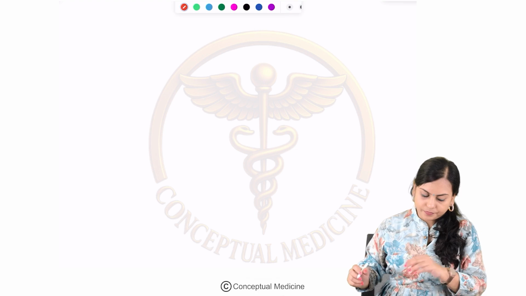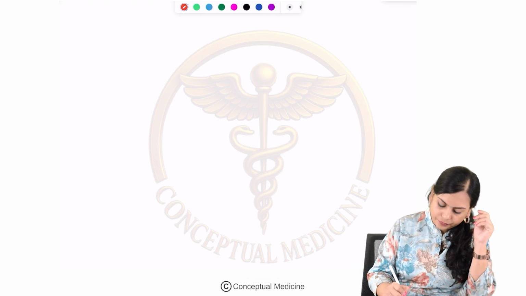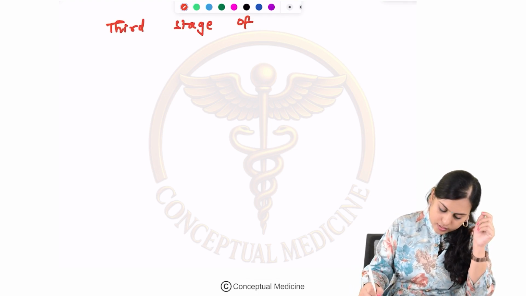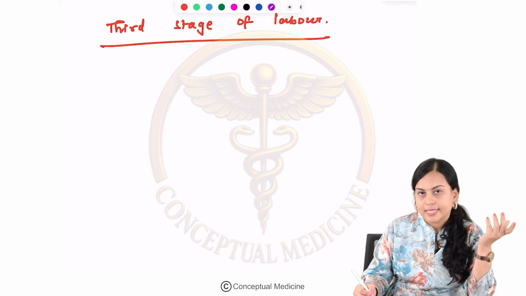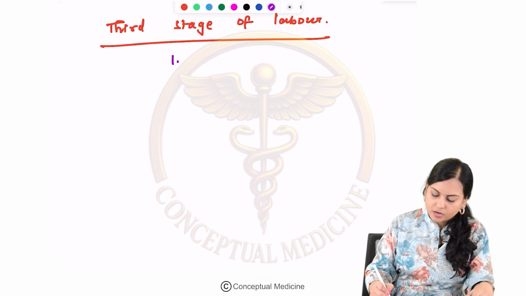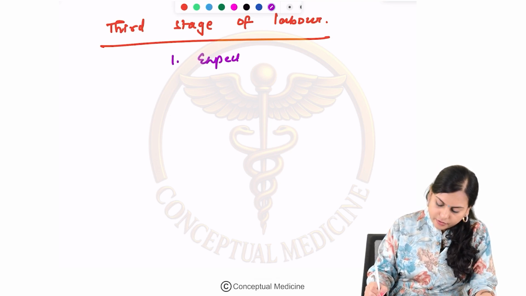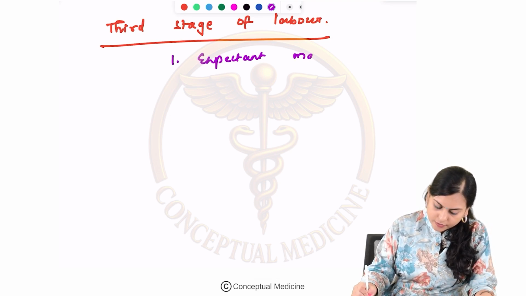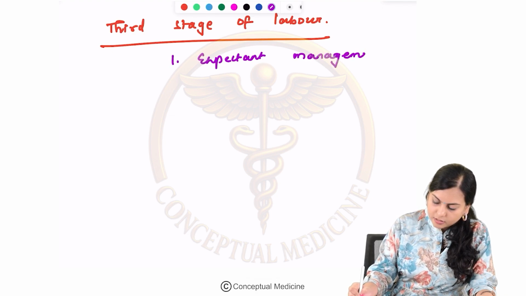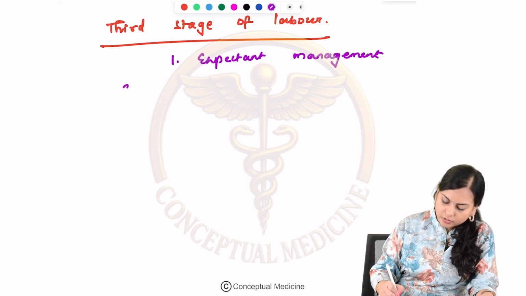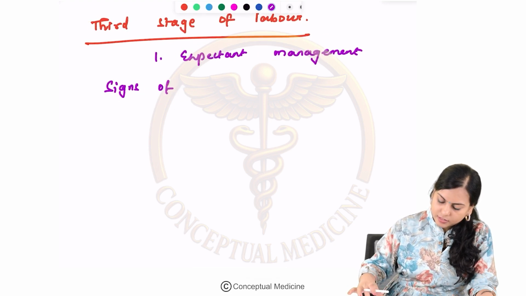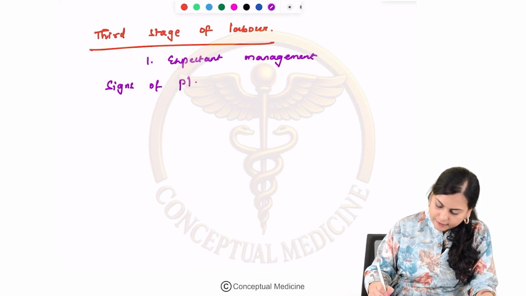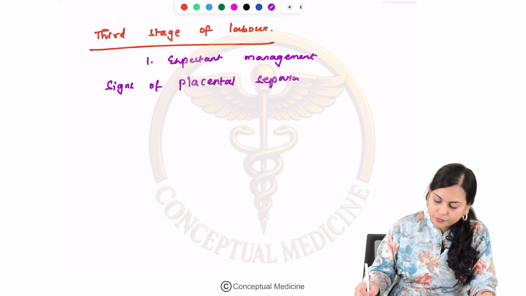And the next one is about the third stage of labor. So, third stage of labor, that is expulsion of the placenta. So, here we can prefer to do expectant management, and while you are doing this, what are the signs of placental separation? So, this you should know, okay.